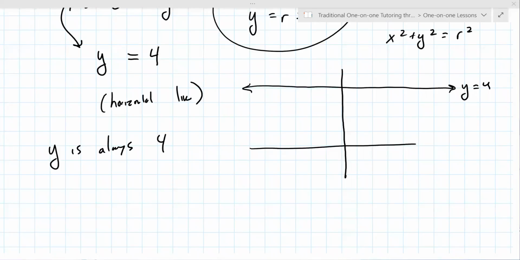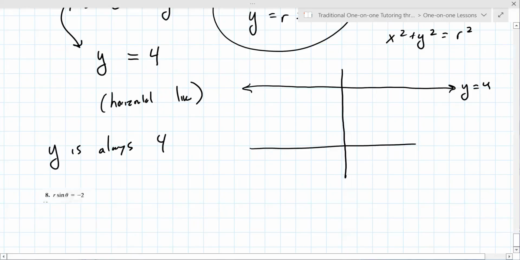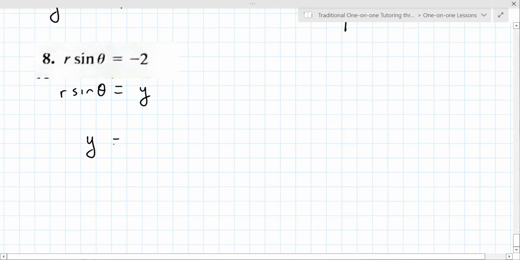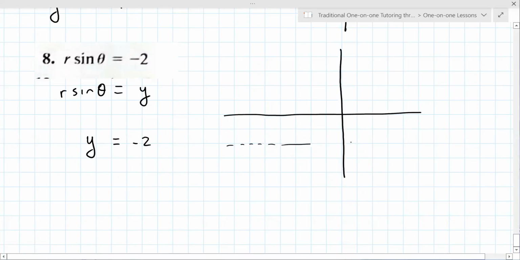So the next few could go pretty fast now that we know this. Actually, let's do 8 next. 8's the one that's more like it. And this is a good thing to do with your homework, to look for problems that are like the one you just did. Because this one is just like it. y equals r sine theta. So y equals -2. And the line would be at y always -2.